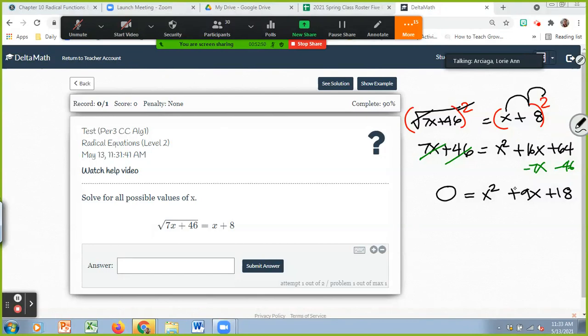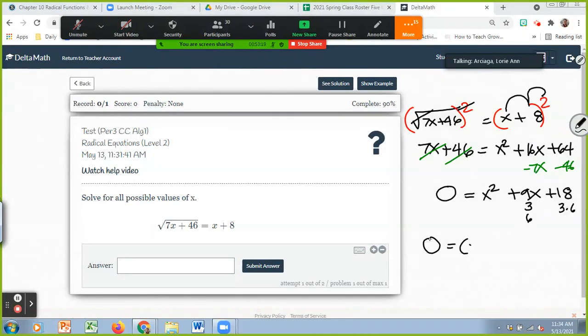You do the same thing again. You factor. Can you find me 2 numbers that multiply to 18, but when you add or subtract, you get 9? 3 and 6, that's nice. Yeah, because 3 times 6 is 18, and then 3 plus 6 is 9.